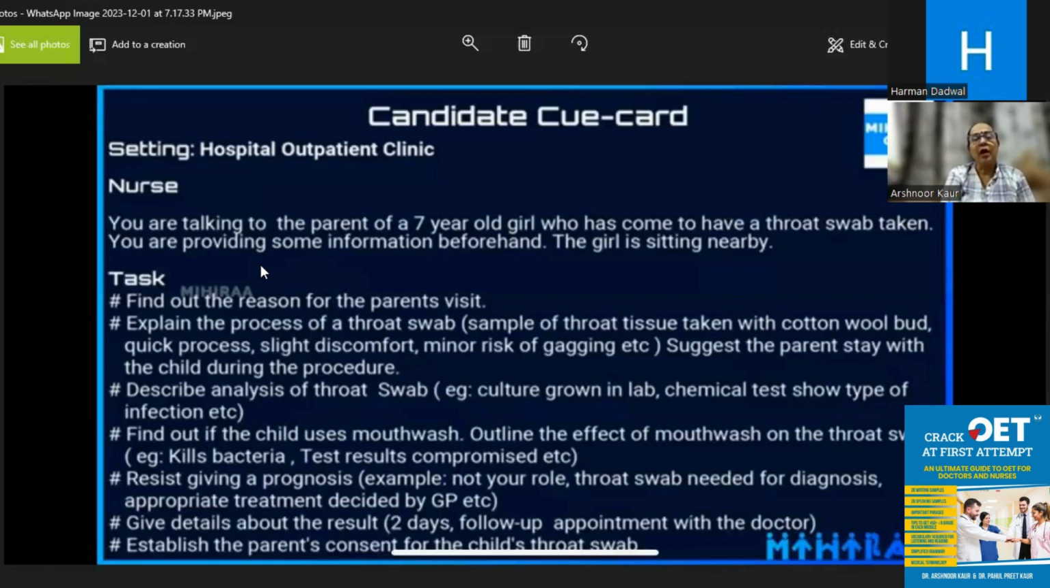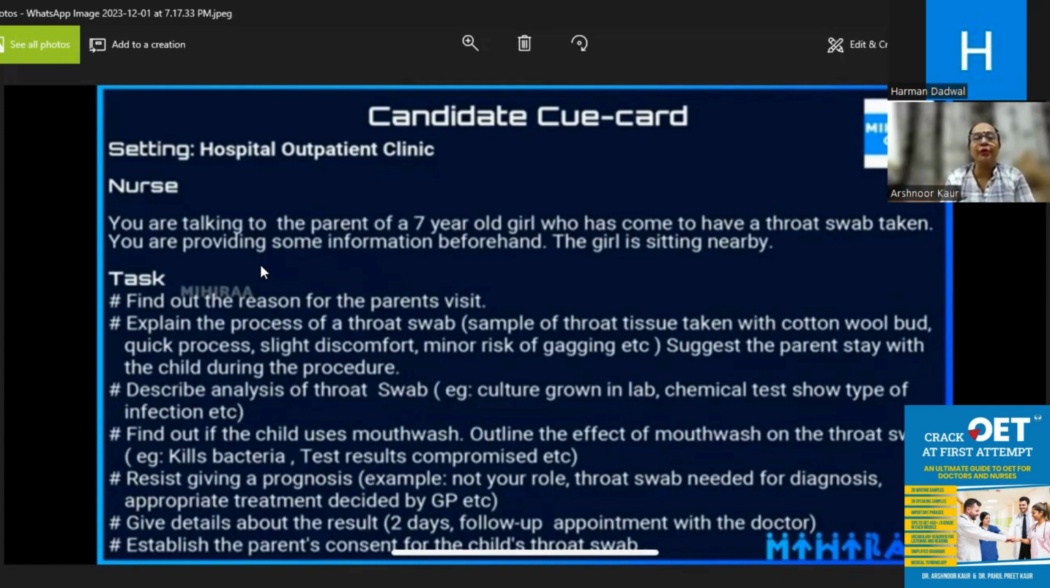Now, you have to suggest the patient to stay with the child so that she should be motivated and she should be emotionally supported by you. Because when a child goes for injection or any type of procedure, the child may get afraid. So to make her confident and comfortable, mother's presence is there. You have to tell her. Then describe analysis of throat swab. That is example. Culture grown in the lab, chemical tests show type of infections.